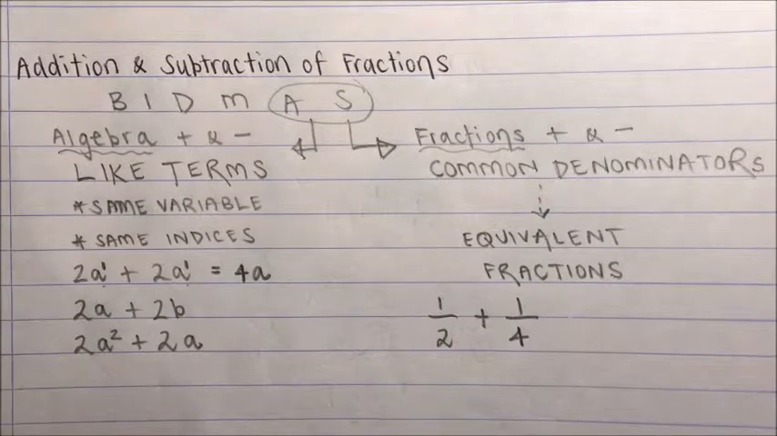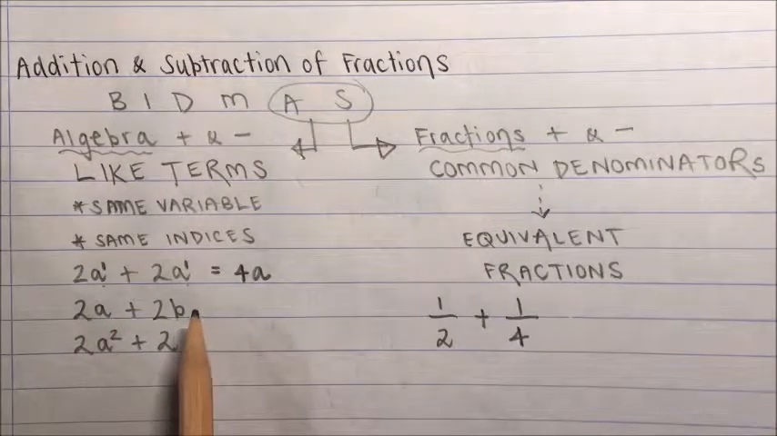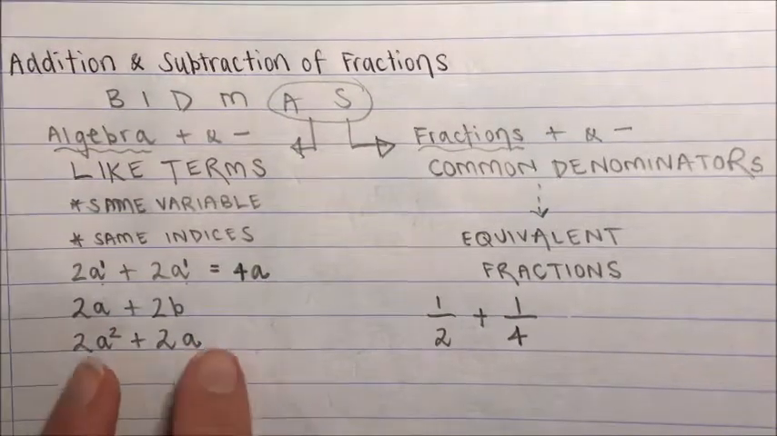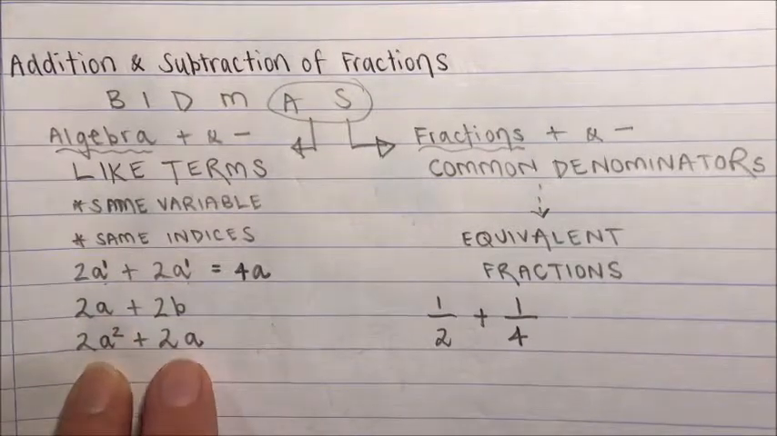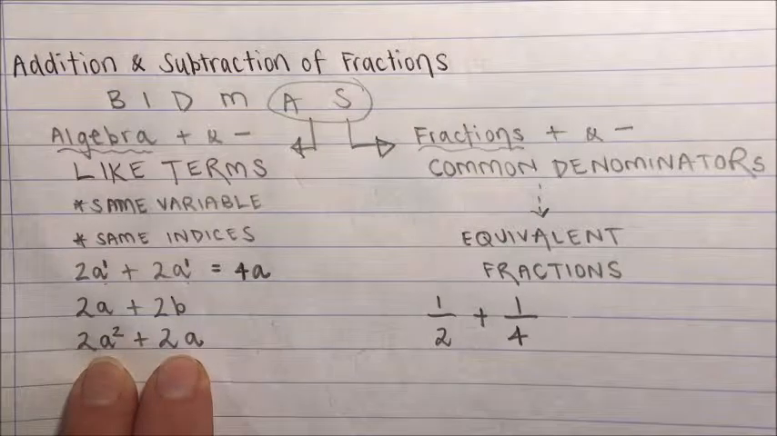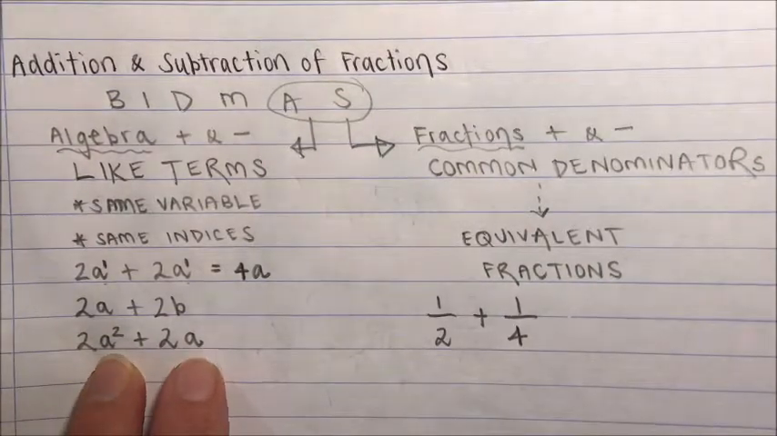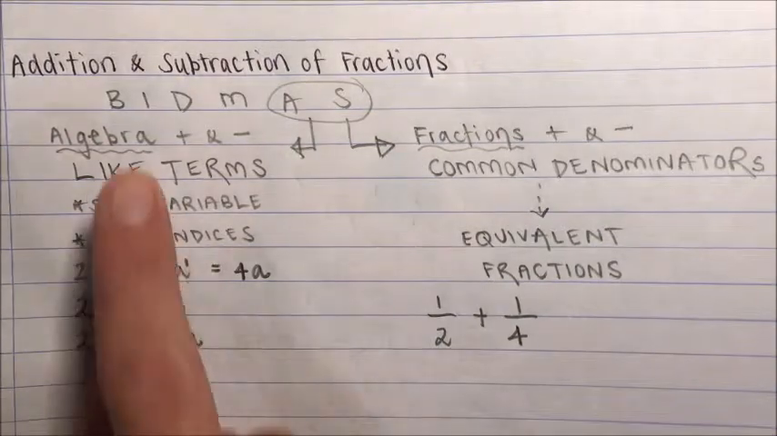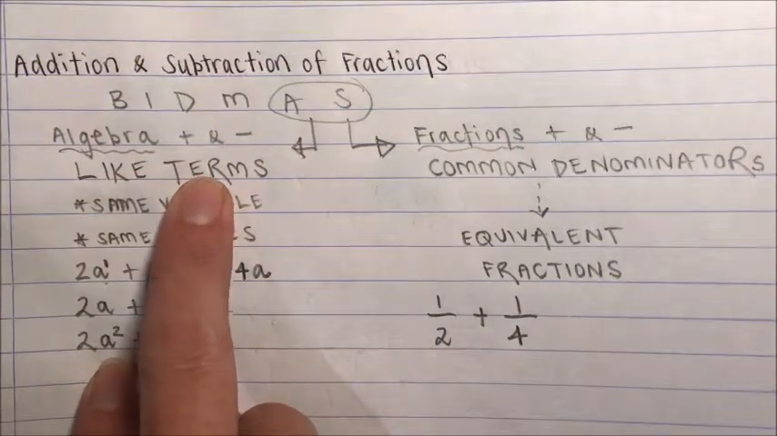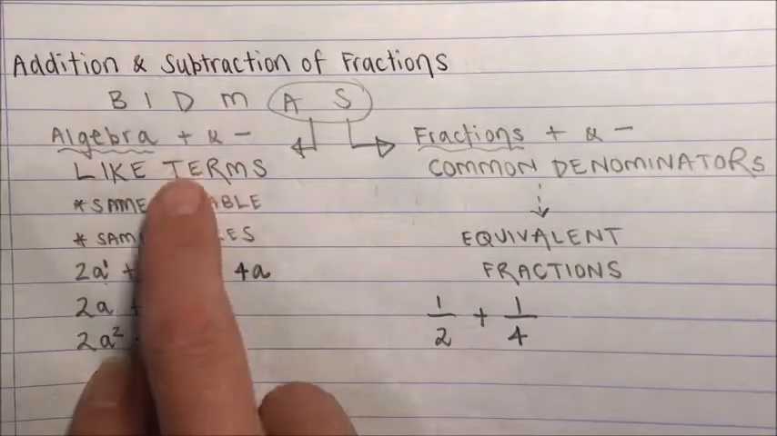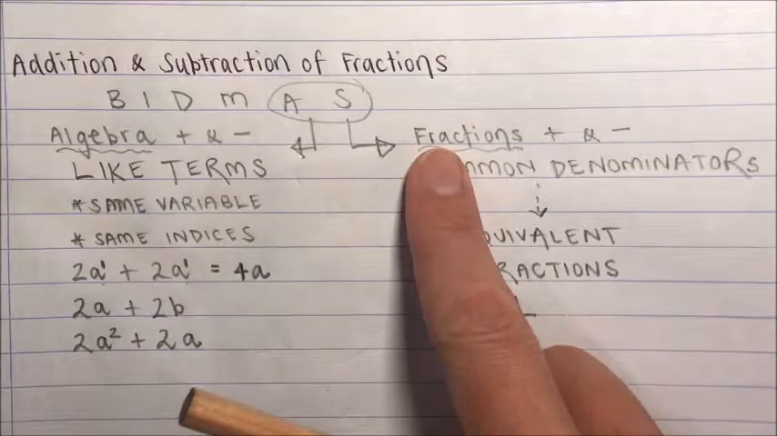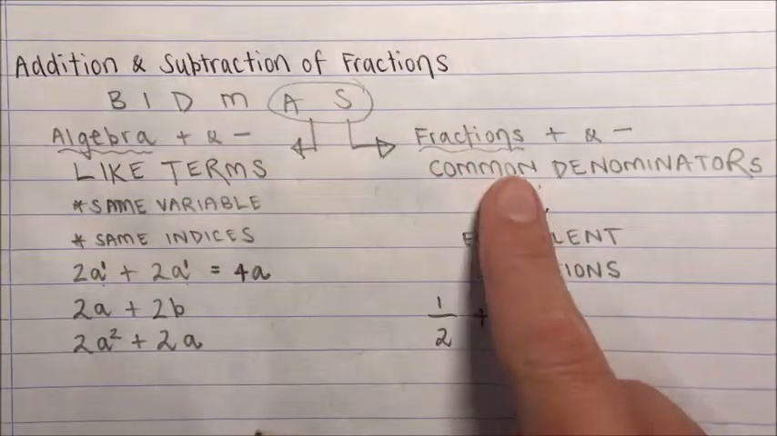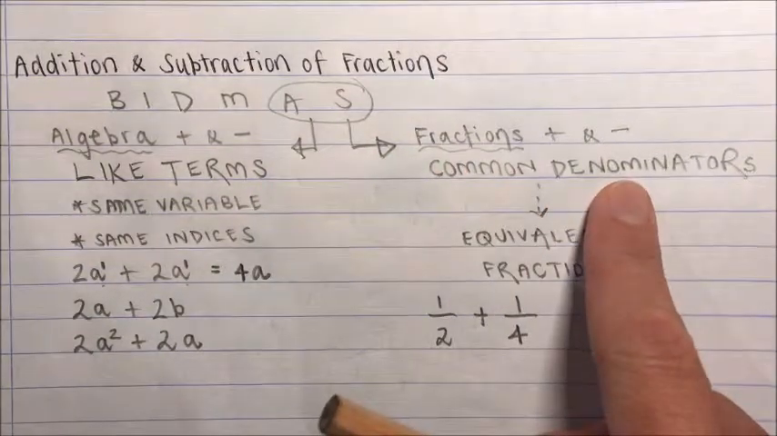Terrific. Having a look at the next one, 2a plus 2b, there's nothing I can do here because I can't add a together with b. They're different variables. Similarly with this one, 2a squared plus 2a, I can't add these together because a squared and a are not like terms. So just like we were looking for like terms when we added and subtracted in algebra, when we add and subtract with fractions, we've got to create like terms. We've got to create a common denominator.